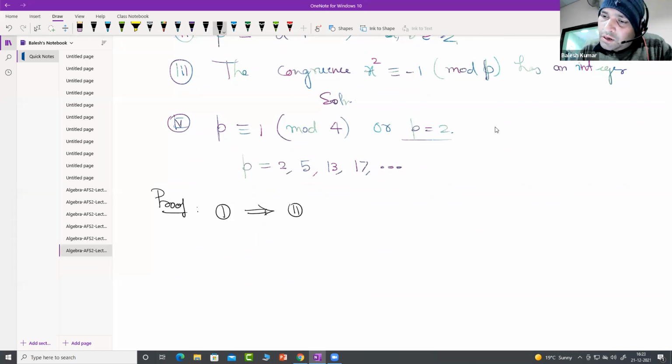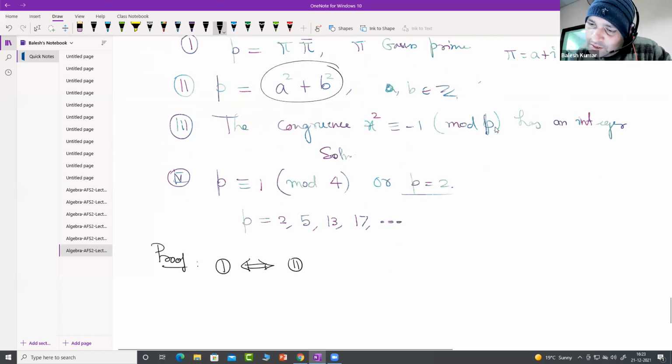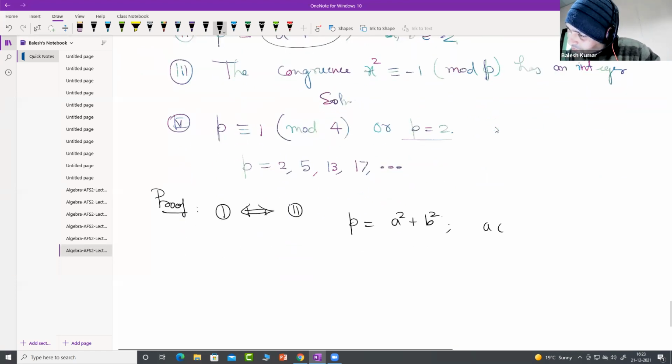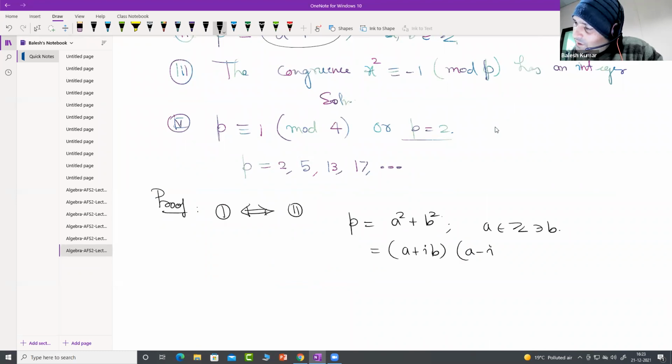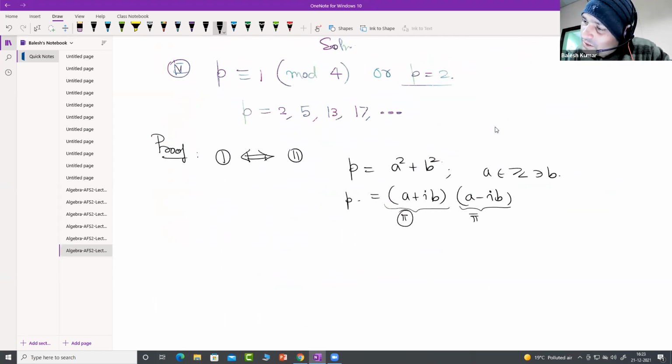1 implies 2 is obvious because if p is pi pi bar, then if one computes pi pi bar, it will be a square plus b square. Now 2 implies 1 is also obvious because if p is written as a square plus b square, where a and b are integers, then we can factor it as a plus ib and a minus ib, so we can write it as pi and pi bar. So now in order to prove 2 implies 1, we only need to ensure that pi is a Gauss prime. So we need to ensure that this a plus ib is a prime. Now, can you say why pi is a Gauss prime?